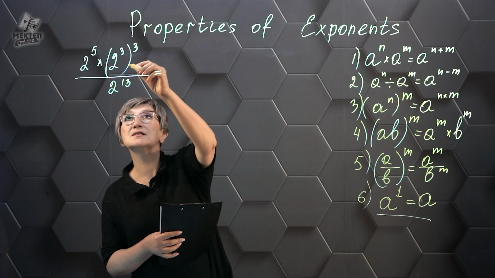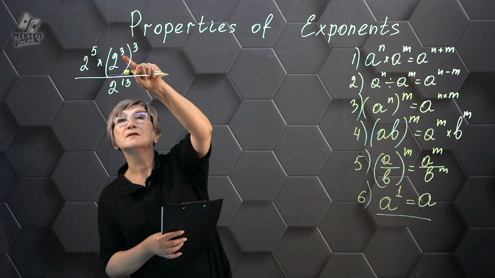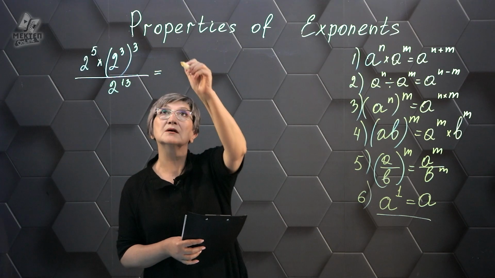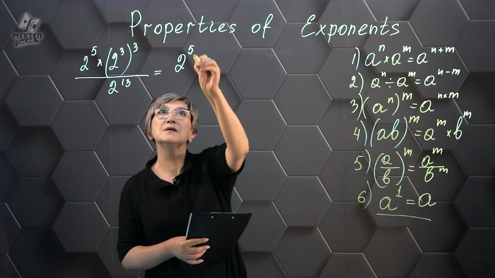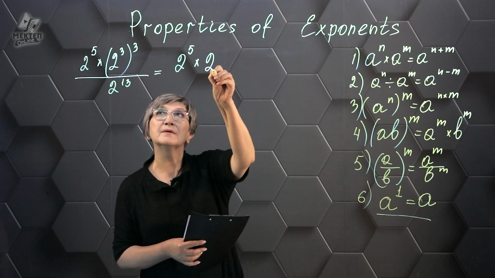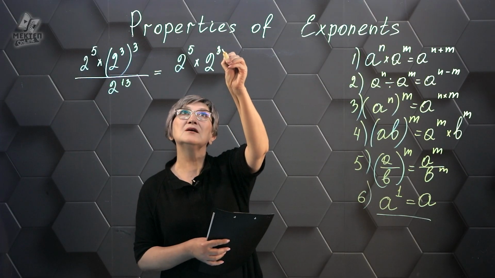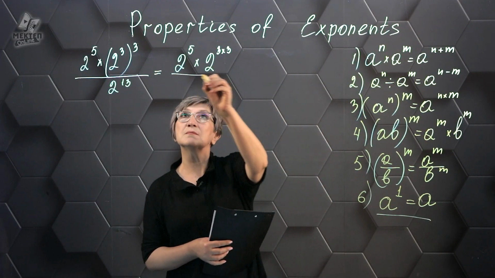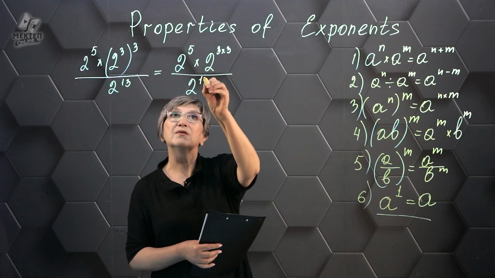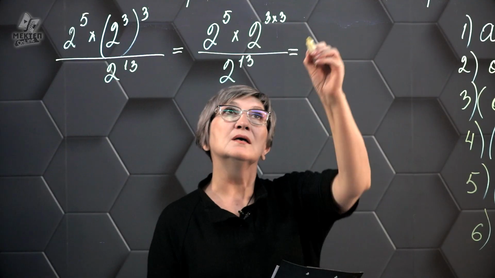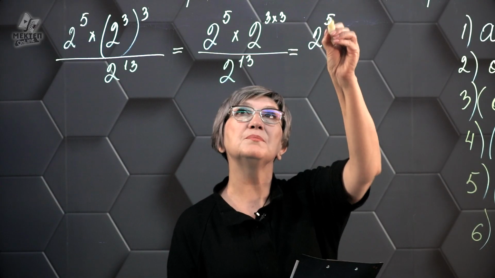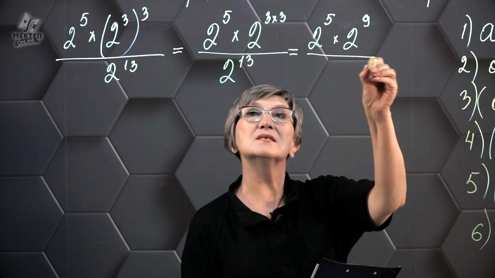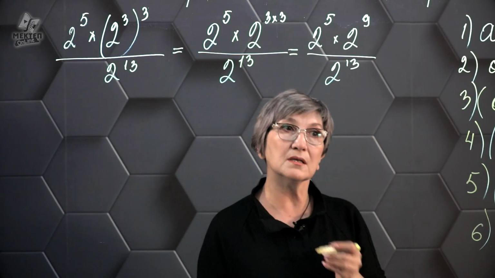First of all, in the numerator, let's raise 2 to the third power again to the third power, and then we have 2 to the power of 5 times 2 to the power of 3 times 3. We apply our third property. In the denominator, we leave 2 to the power of 13. In the numerator, 2 to the power of 5 times 2 to the power of 9, divided by 2 to the power of 13.